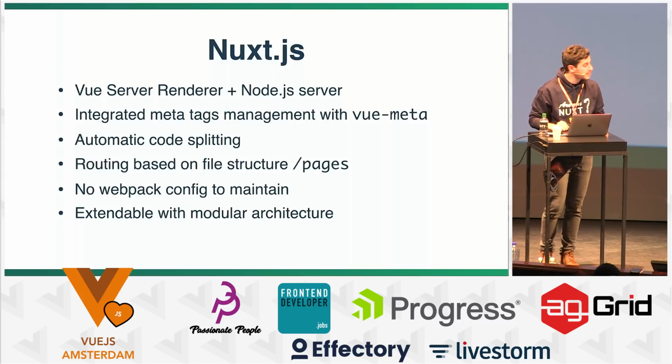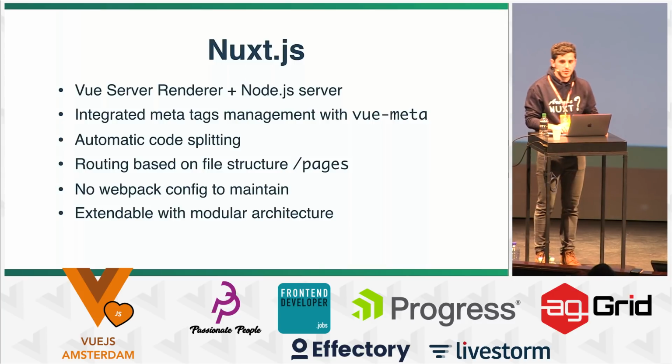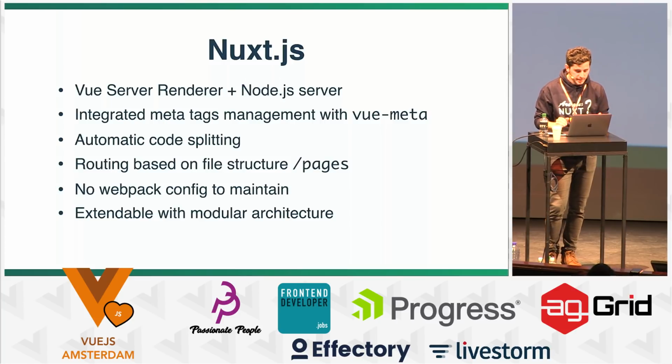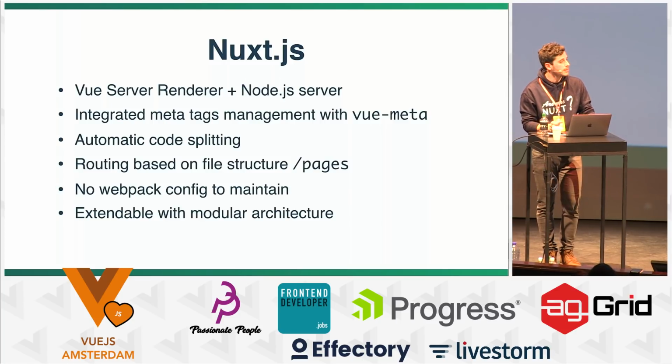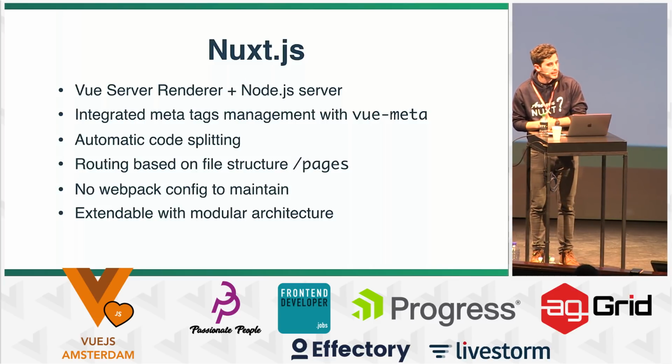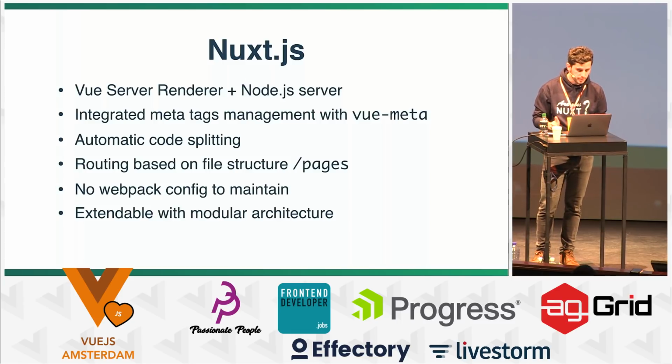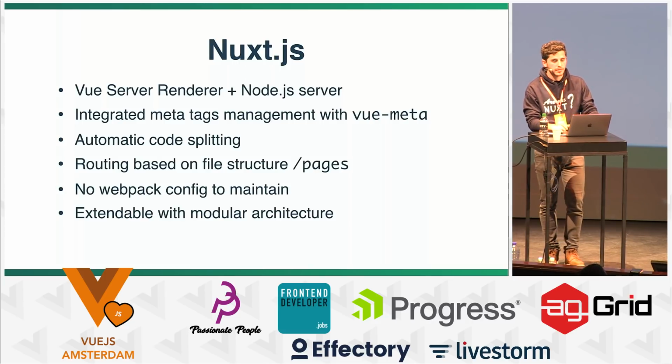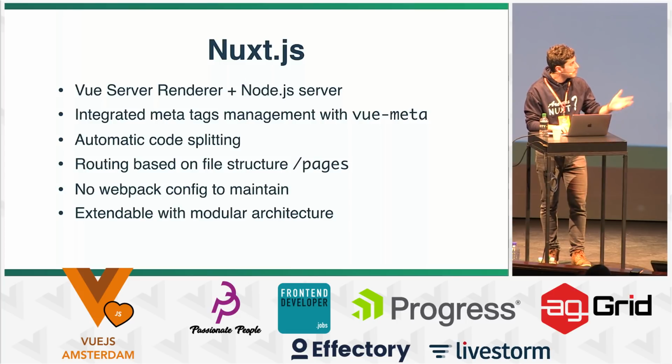OK, Nuxt has Vue server renderer inside and a Node.js server. There is integrated meta tags management with Vue Meta, because if you want to use server-side rendering, you are thinking SEO. And if you're thinking SEO, you're thinking about meta tags and title. So it's for us the minimum to have Vue Meta integrated. Automatic code splitting is for the pages. We were inspired by Next, and we improved it to have dynamic pages for the pages folder. So we created routes. You can disable it if you don't want, but you can use it if you want it. No Webpack config to maintain.